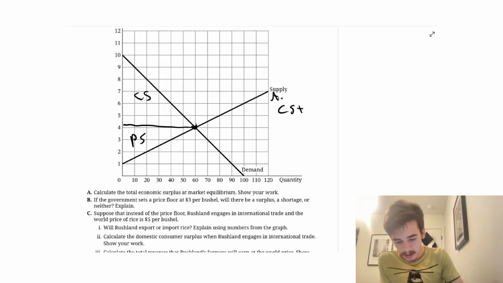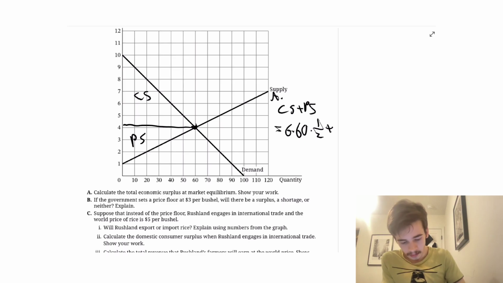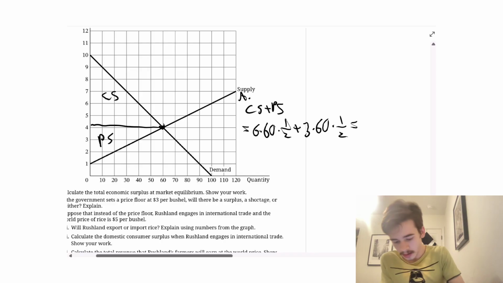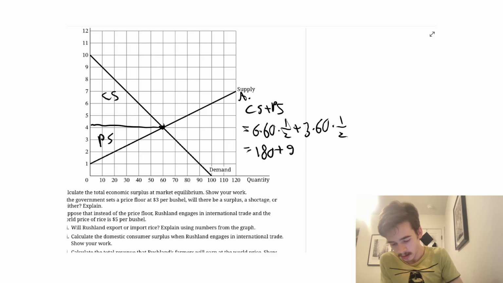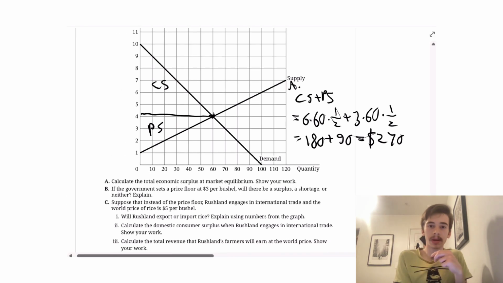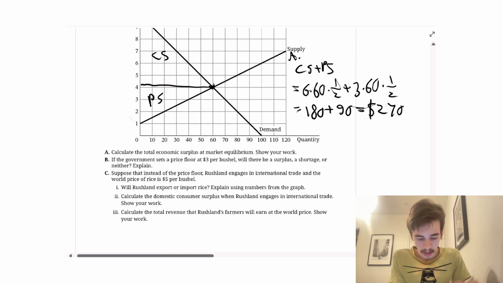PS, which is equal to, let's see, we got 6 times the quantity of 60. So 6 times 60 times 1/2 plus, we got 4 minus 1, that's 3, 3 times 60 times 1/2. What does that give us? That gives us 360. Okay, hold on. That gives us 180 plus 90, which gives you $270. Not consumer surplus, total economic surplus. That's the area of the triangle. That's your answer. You move on to part B.